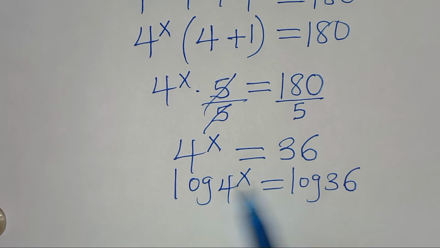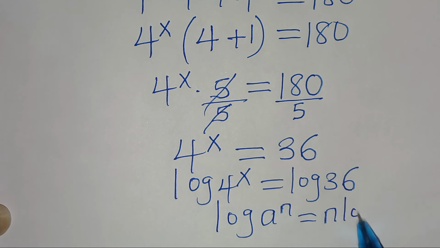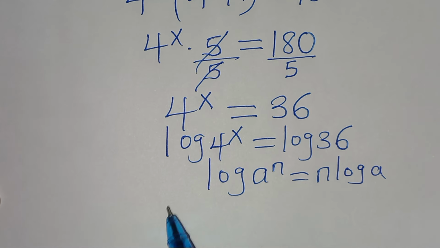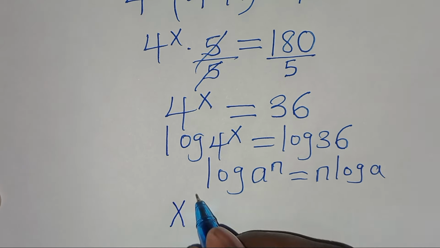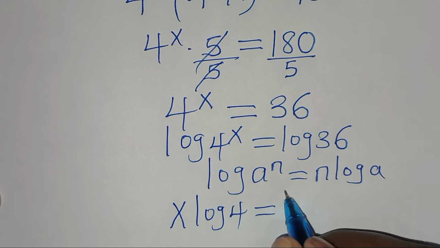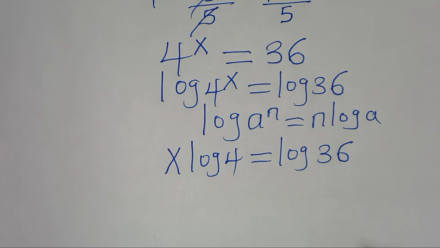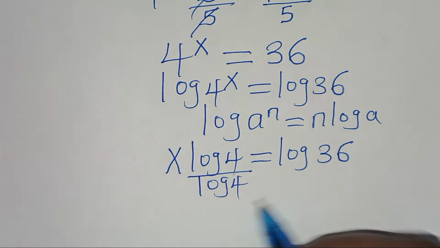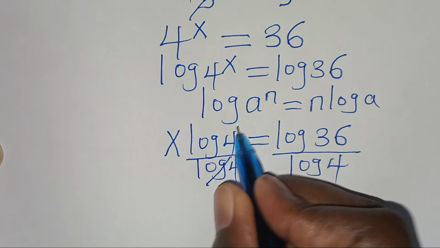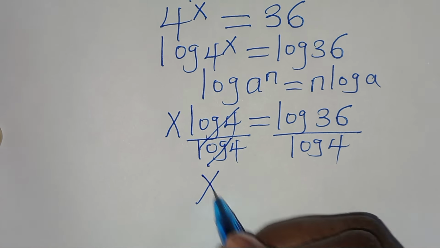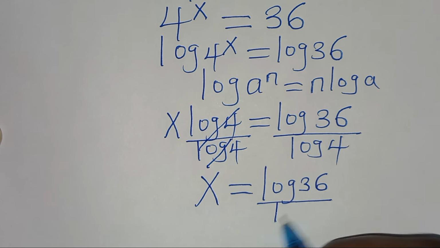Now log 4 to the power of x is in the form of log a to the power of n, which we can express as n log a. Applying this power rule property of logarithm, log 4 to the power of x becomes x log 4. This is equal to log 36. So let's simplify log 4 and log 4 here, so that now x is equal to log 36 divided by log 4.